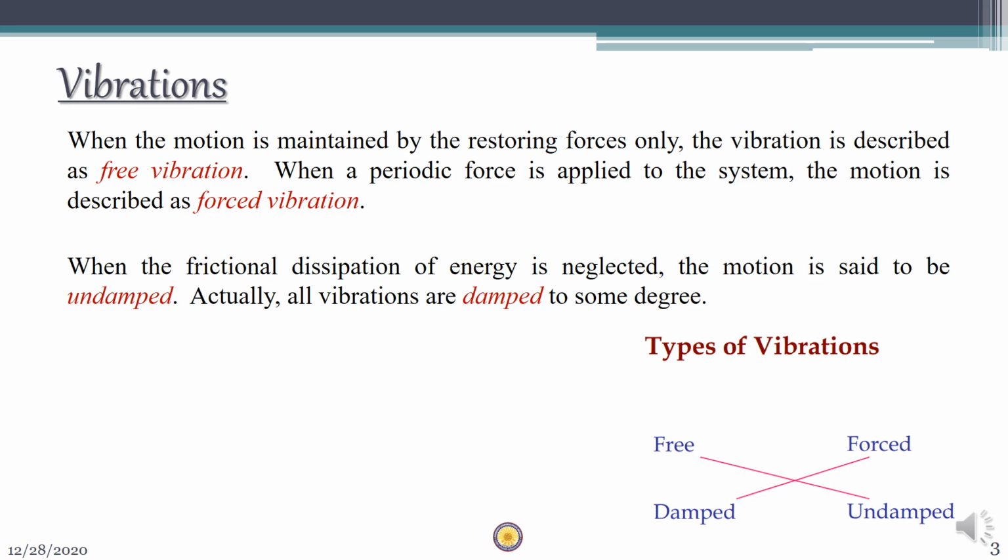We can classify these into four types: free undamped vibration, free damped vibration, forced undamped vibration, and forced damped vibration. Out of all these four, the simplest one is free undamped vibration, where there is no external force causing the motion, and we assume there is no damping mechanism in the system. We will see free and damped vibration in detail later.